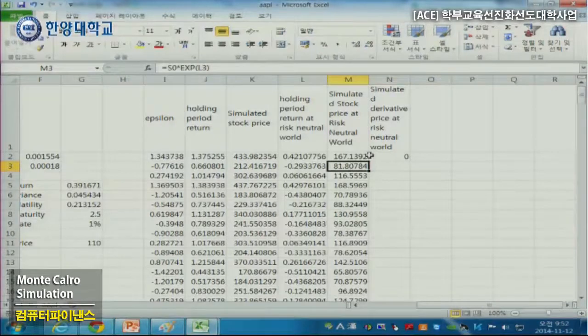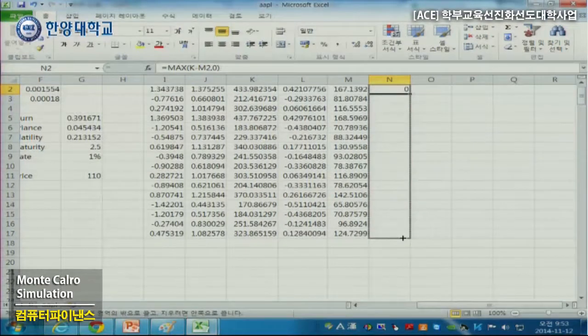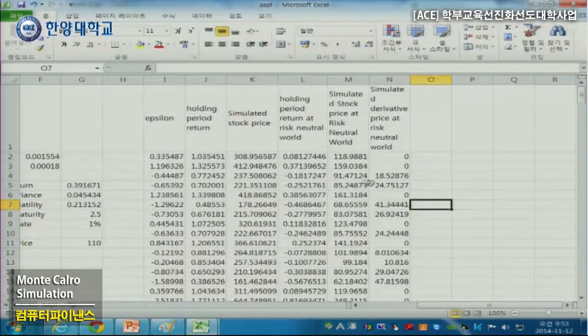But in this other case, it is in the money, right? So this is in the money because the stock price is 91, and we are going to exercise it. We will sell the $91 Apple stock at 110. So we simulated the derivative price at the risk neutral world.